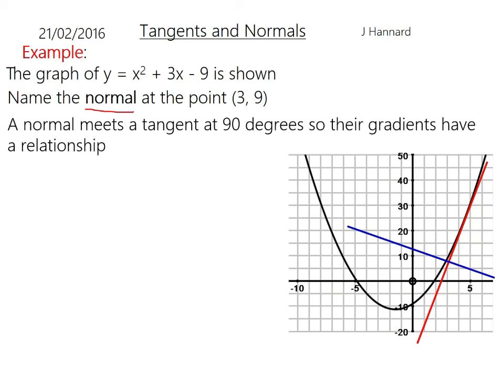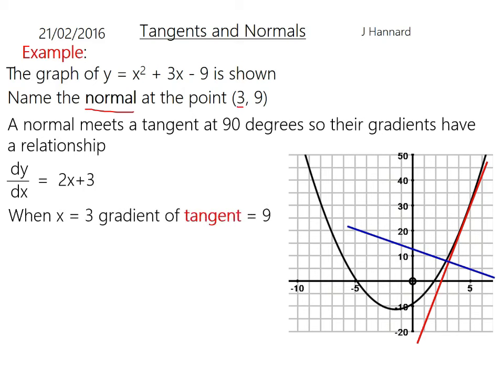A normal meets the tangent at 90 degrees, so their gradients have a relationship. Now, if anybody can remember this, shout it out now at the screen. It is, of course, well, we're not talking about that yet. To find the gradient, we do dy/dx, put the x coordinate through, x coordinate in this case is 3. So we put 3 through 2x plus 3, and you will get 9 again.